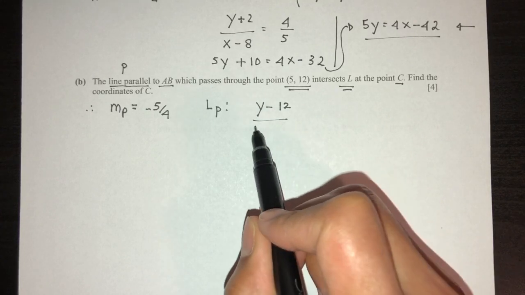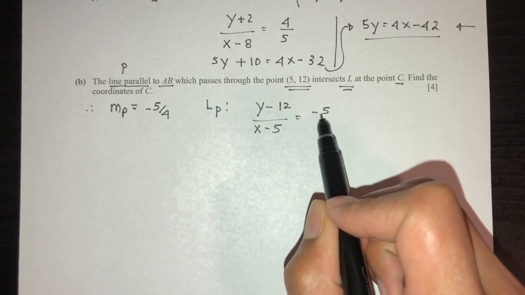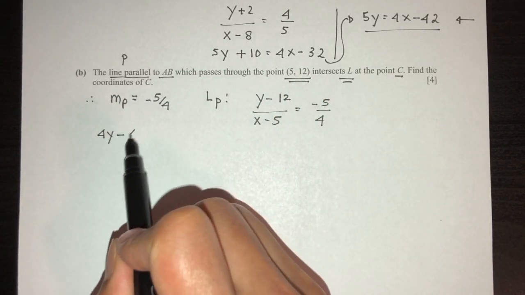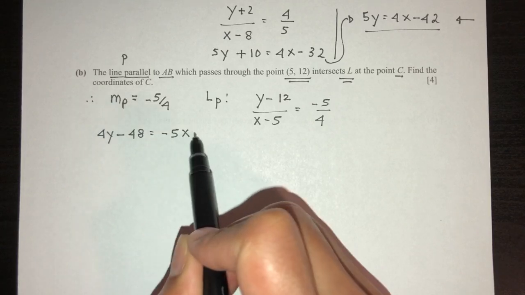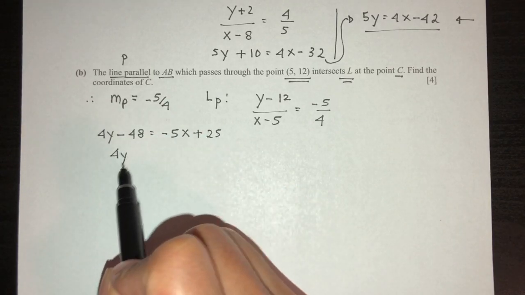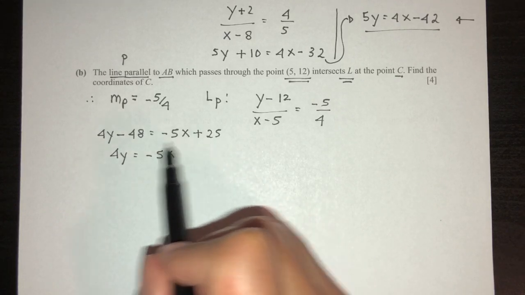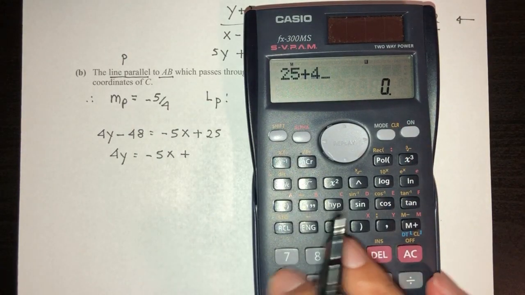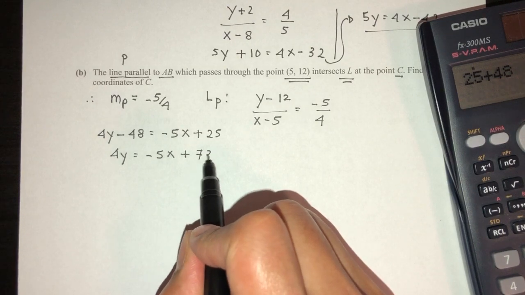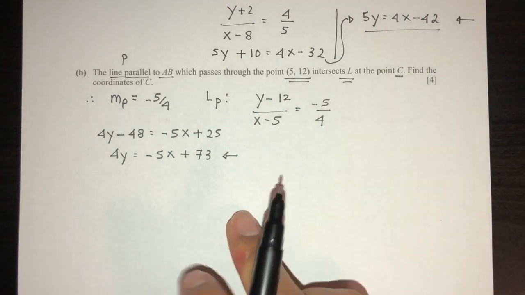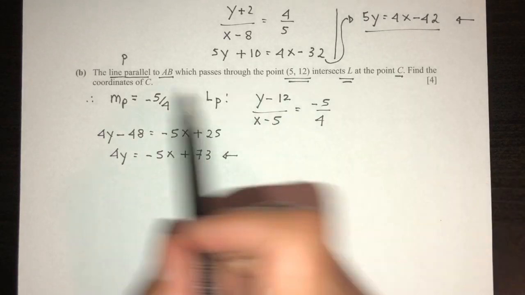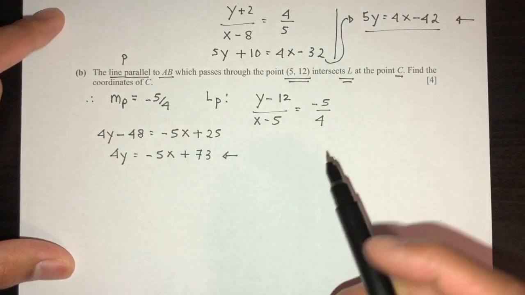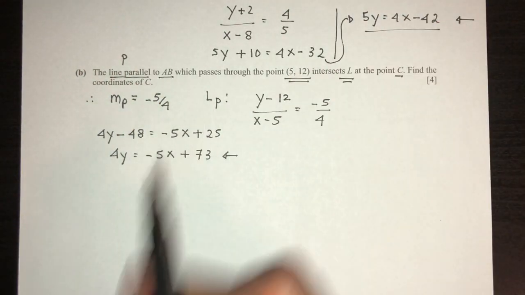So y minus this, x minus 5 is equal to minus 5 over 4. Now again, cross multiply, you will have 4y minus 48 is equal to minus 5x plus 25. So 4y is equal to minus 5x, so 25 plus 48, that should give you 73. But let's check. Yep, 73. That is your equation of line P. Now we know that this line P meets the line L, which we know here, at the point C. So we have to solve by intersecting these two.